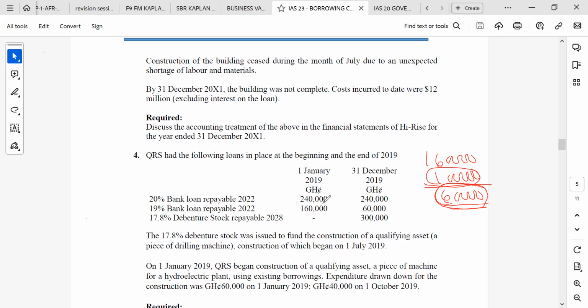Are you okay? So you charge on the what? On the opening balance. Whether you have paid or not, the interest payment is fixed. It is not changing. So you charge it on the opening balance or the actual amount that you have taken. Are we okay with that? All right.